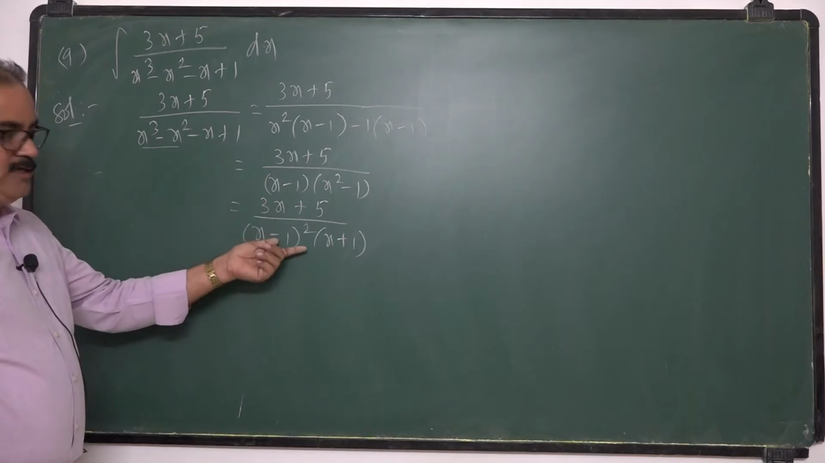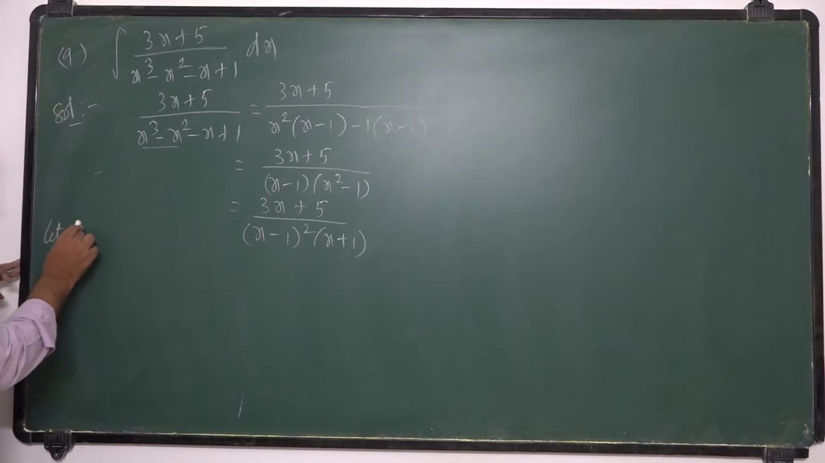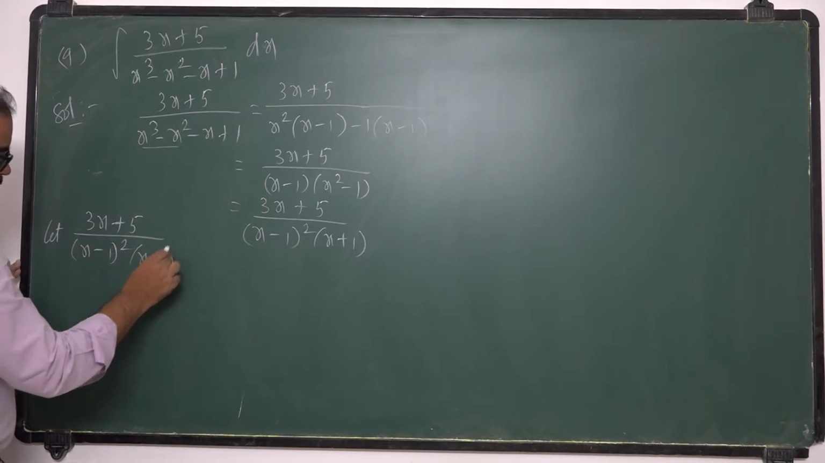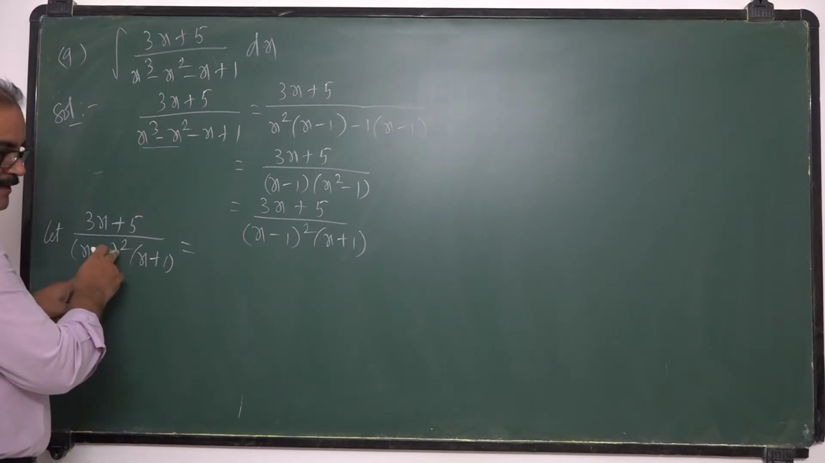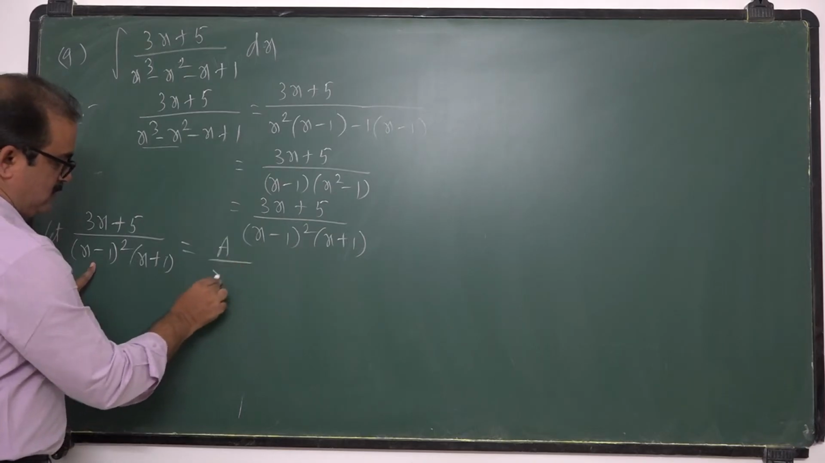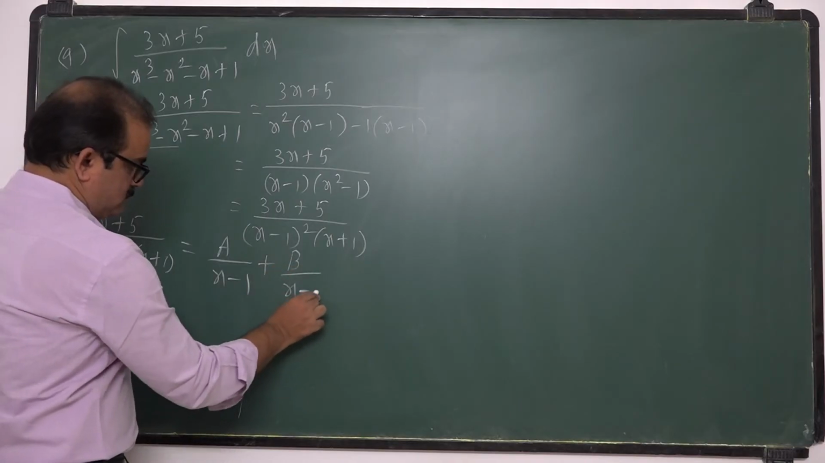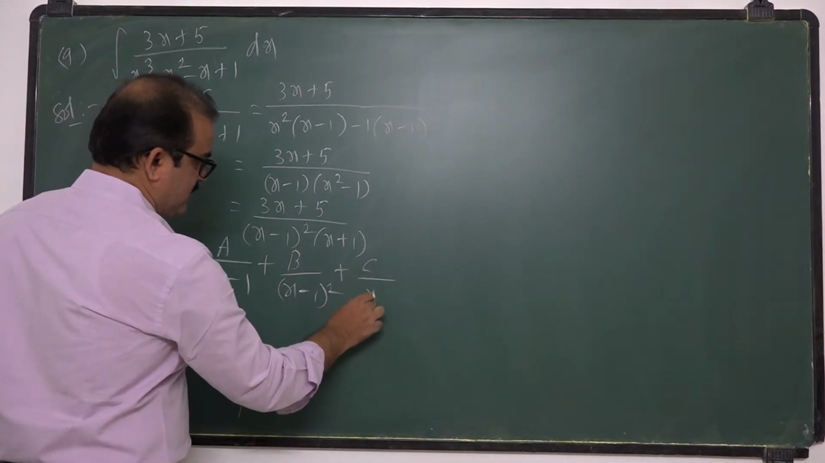Now we resolve this into a sum of partial fractions. Let... you see here, it is a repeated linear factor. How many times is it repeated? 2 times. So the corresponding partial fractions are a by x minus 1 plus b by x minus 1 whole square plus c by x plus 1.